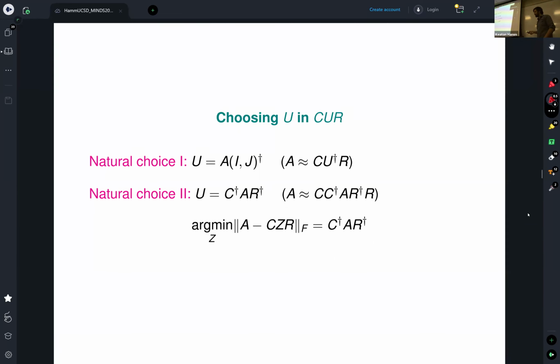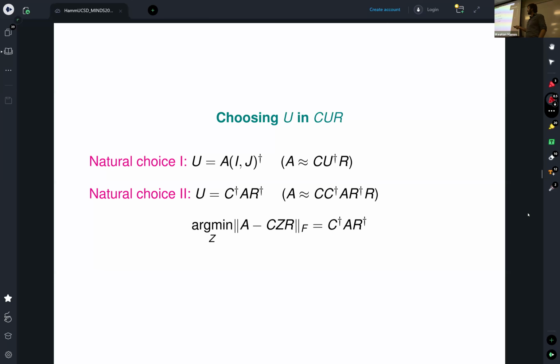So I want to just briefly mention that when I go to form this product, there are, in some sense, two natural ways to choose that middle matrix. So I have columns and rows on one side, and then I have something in between. One of them is what I showed before. I just take that small submatrix A_IJ and take its pseudo-inverse. That's what I showed in the folklore theorem. And I say natural because it gives you that exact decomposition, provably.